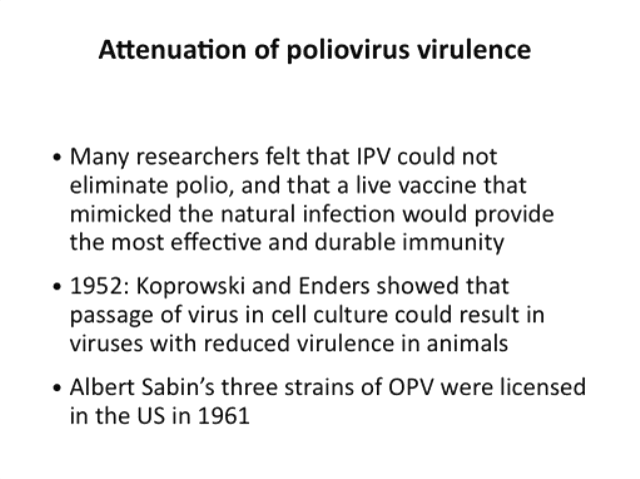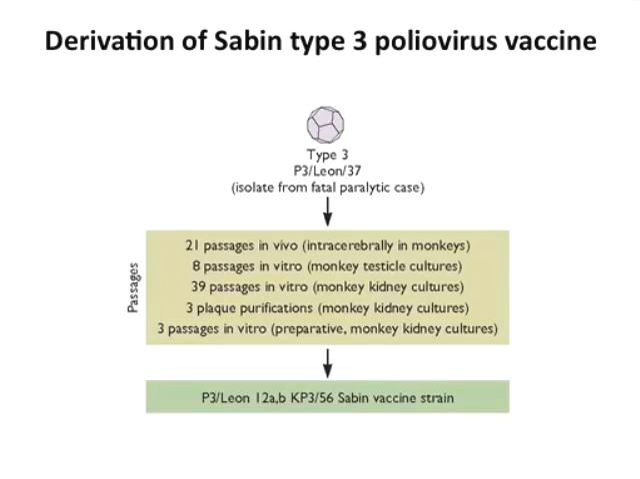These strains of polio, the live strains or infectious strains, were licensed in the U.S. in 1961. And this is how they were made. This is the type 3 component of that vaccine. It's a trivalent vaccine. It has 3 serotypes of polio. And what Albert Sabin did, he took, for the type 3, an isolate of polio from a fatal case of polio in 1937, and he grew it in various hosts. You can see 21 passages in monkeys, monkey testicle cultures, monkey kidney cultures, on and on and on.